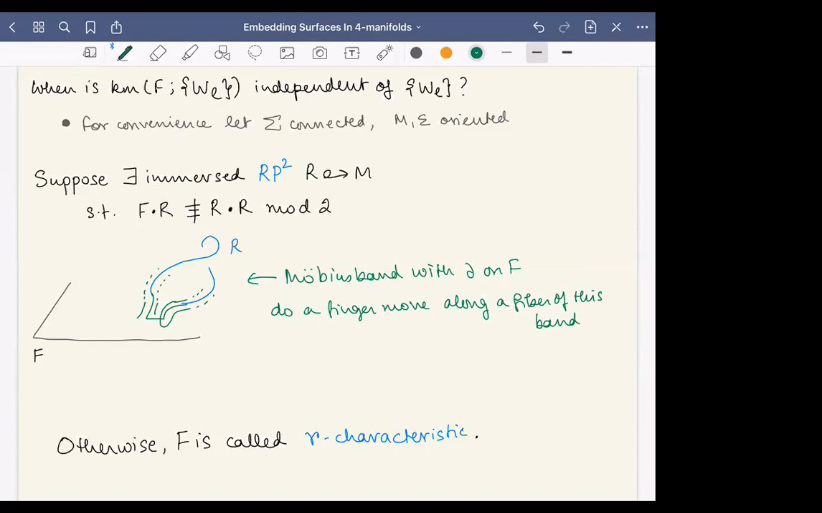But instead of using that one, you can choose another one coming from this RP2. That corresponds to changing the Whitney arcs on the surface F. And when you do that, this condition right here tells you that you've changed the Kervaire-Milnor count. So if you don't have that, F is said to be arc characteristic.